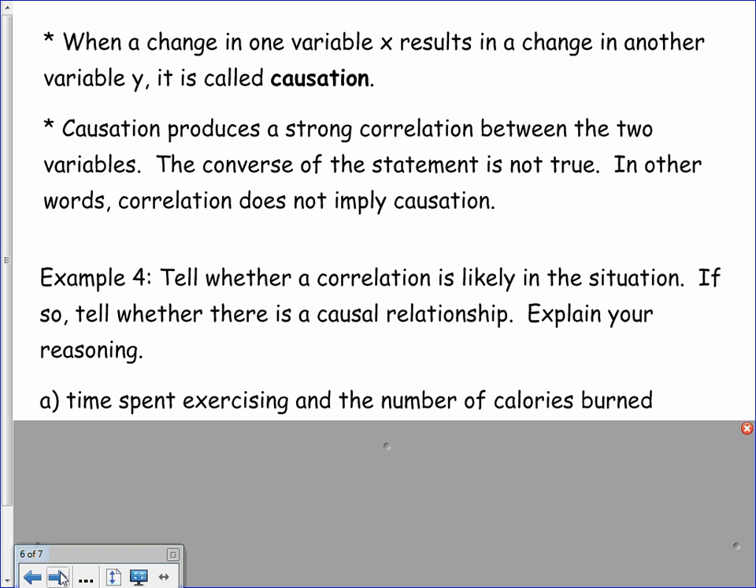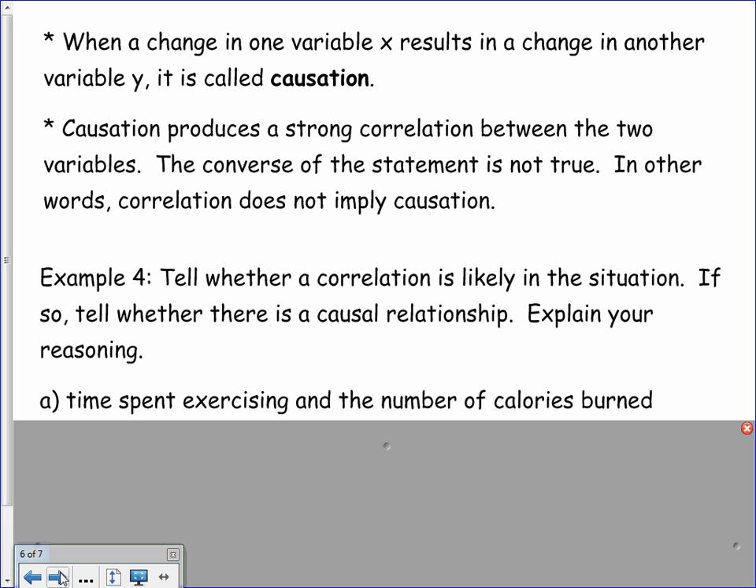Now, when you have a change in one variable x that results in a change in another variable y, that's called causation. And causation produces a strong correlation between the two variables. Now, the converse of that is not true. So in other words, a correlation does not imply causation. Now, example 4 says, tell whether a correlation is likely in this situation, and if it is, tell whether there is a causal relationship.